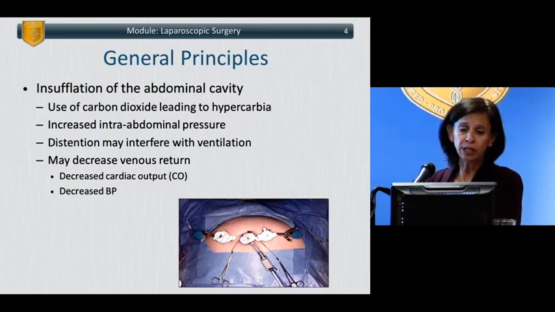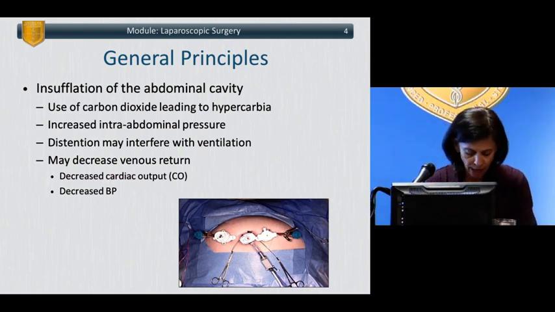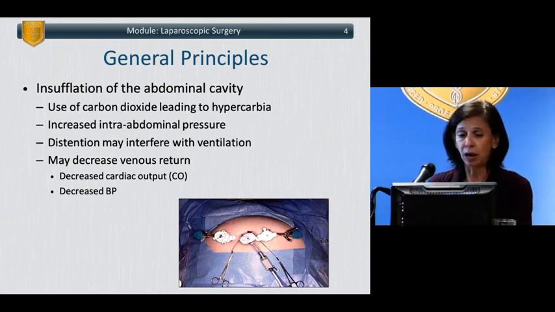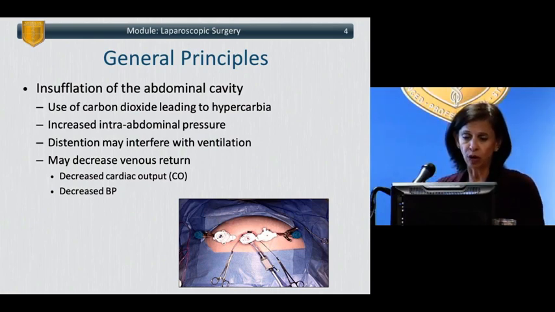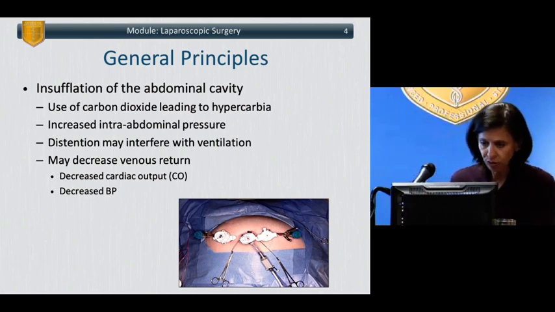So some general principles. It requires insufflation of the abdominal cavity. The most common gas that's used, and this is used for other kinds of scopes, whether it's thoracoscopy, but we're talking about specifically laparoscopy here, is carbon dioxide, which can lead to hypercarbia. And in fact, it almost always leads to hypercarbia. But this is necessary to increase the intra-abdominal pressure, push away the other organs, and be able to visualize the surgical field. This tension may interfere with ventilation.